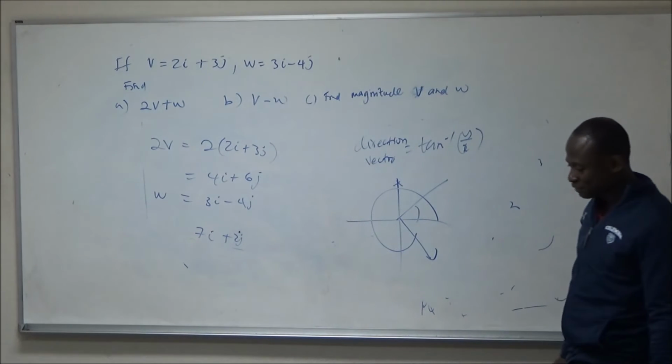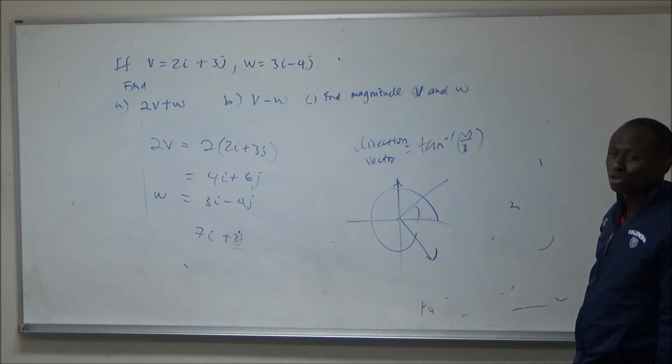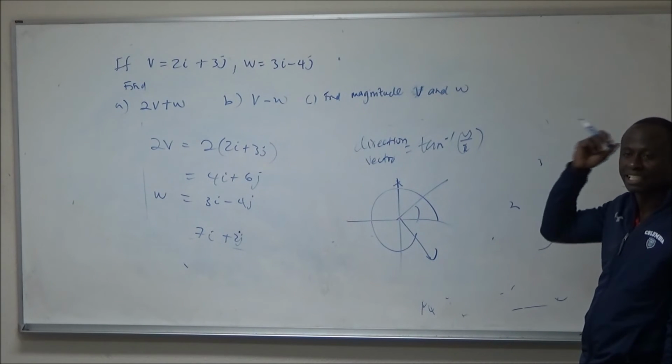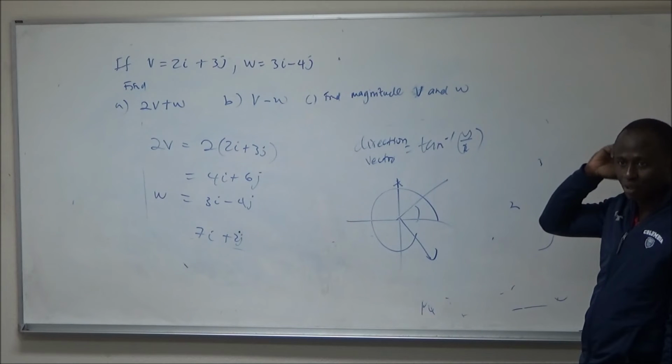What makes vectors even more interesting is that usually when it comes to flying objects, kites and planes, they give you bearing and not angle. What's a bearing?